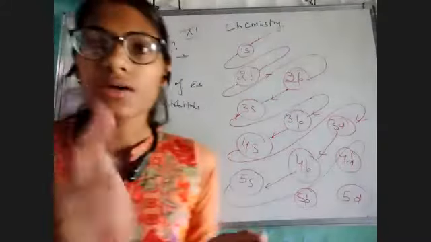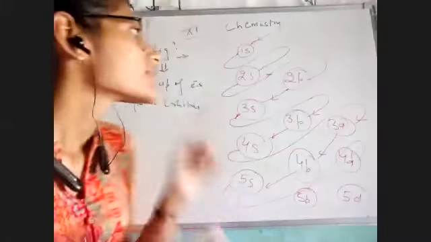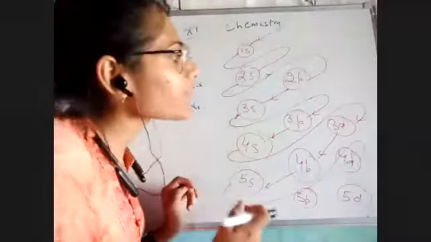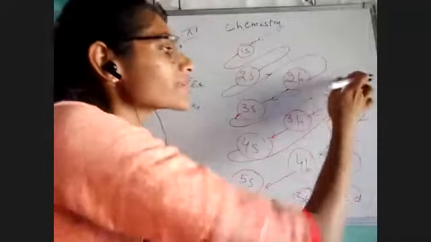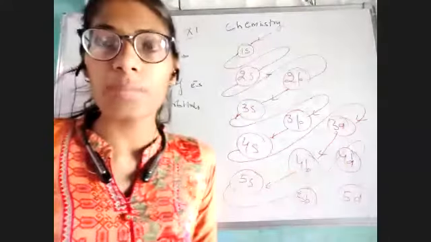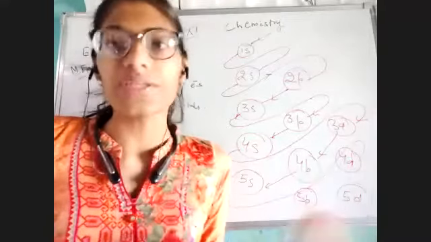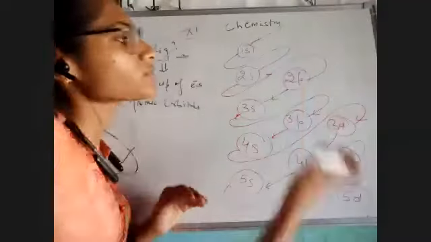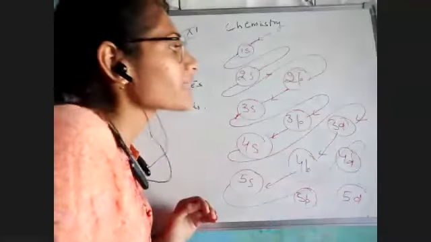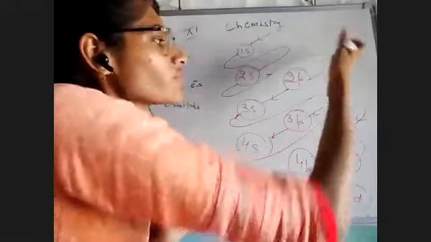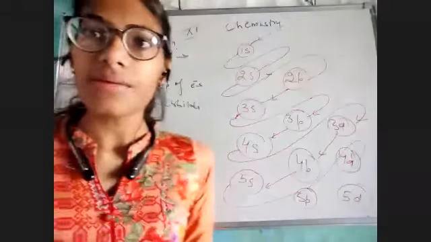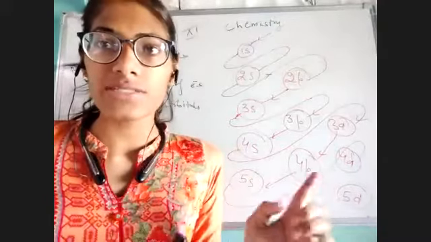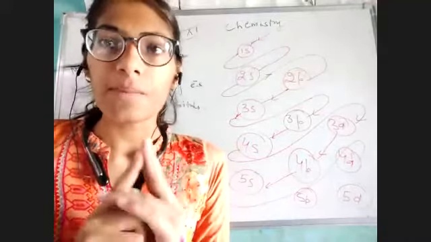Now a question, a doubt must come in your mind. There is 1s, but there is not 1p. Same as it is, there is 2p, but there is not 2d. So the question is, why is it so happening? I have taken 1s but not 1p. Same as it is, I have taken 2p but not 1d and 2d. So the basic reason behind this concept is the principal quantum number n.